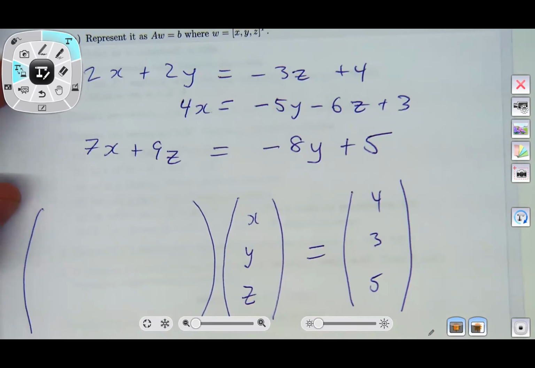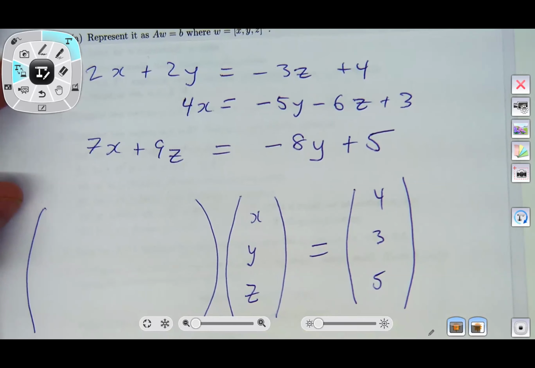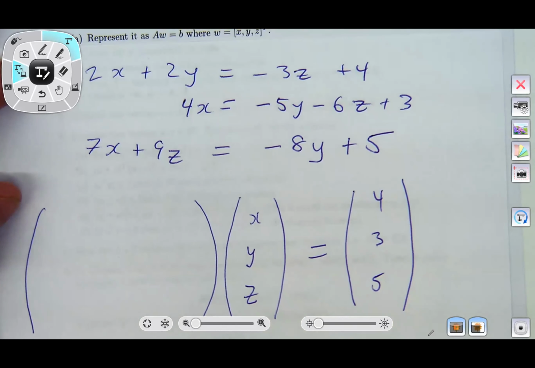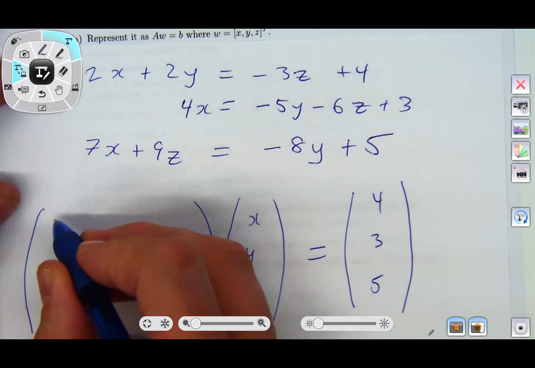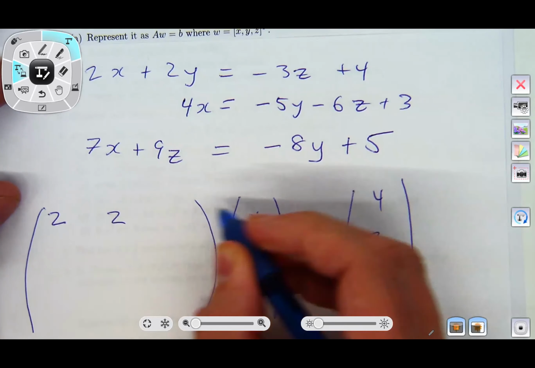All right, now what I do on the left in my matrix, now this will be a 3 by 3 matrix because we have 3 variables and 3 equations. What we do is we read off the coefficients of each of those when they are on the left-hand side. So that's 2, 2, and 3.